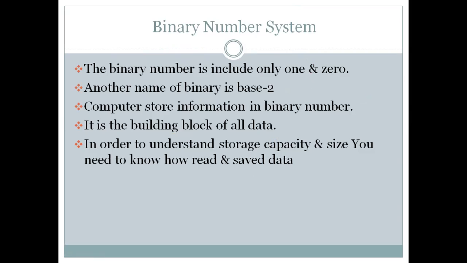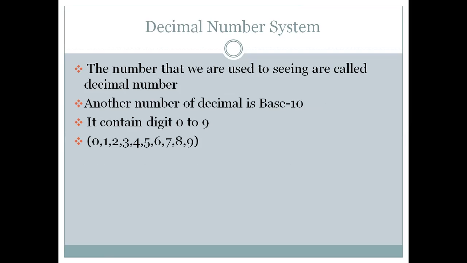First we define the binary number system. The binary number system includes only 1 and 0. Another name for binary is base 2. Computers store information in binary numbers. It is the building block of all data. That means all digital equipment or digital systems work on the binary number system. In order to understand storage capacity and size, you need to know how to read and save data in binary.